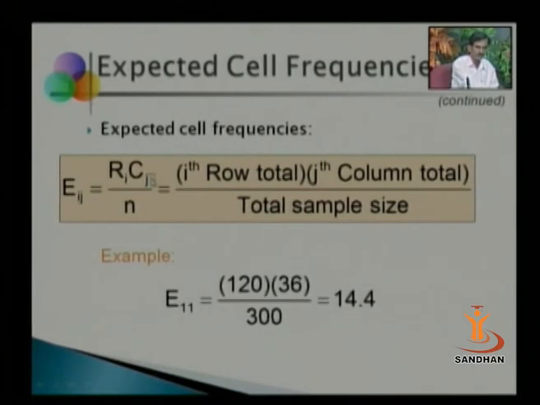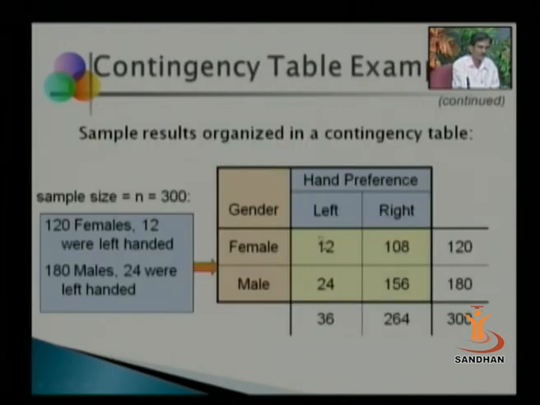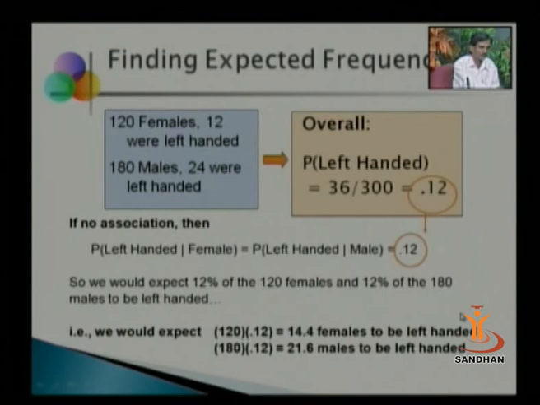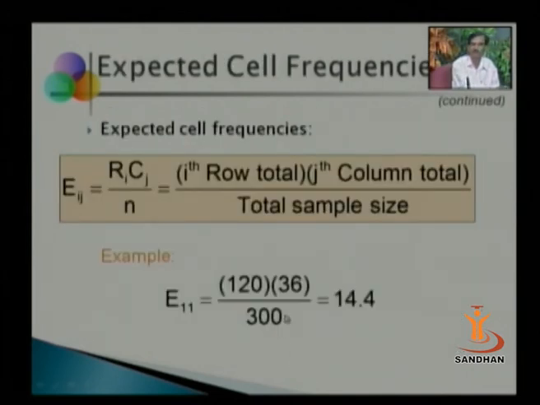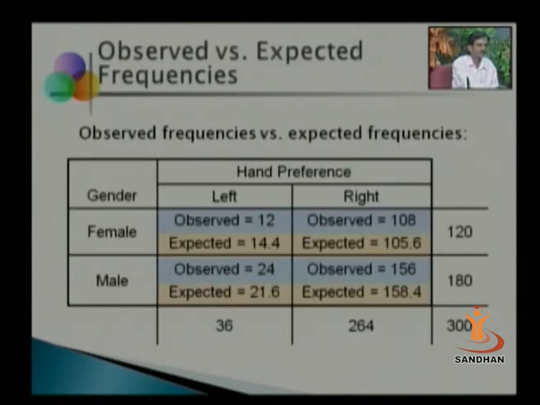Accordingly, we have the formula for expected frequencies, that is Eij equal to Ri into Cj upon capital N, that is, the ith row total multiplied by the jth column total divided by the total sample size. So for example, for the first cell, this 12, the expected frequency is 36 into 120 upon 300, that is 14.4.